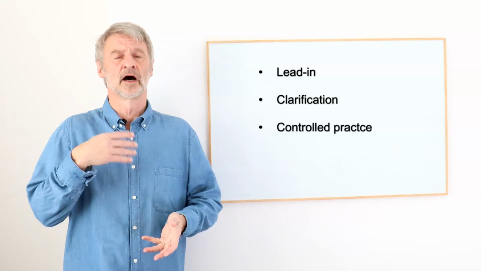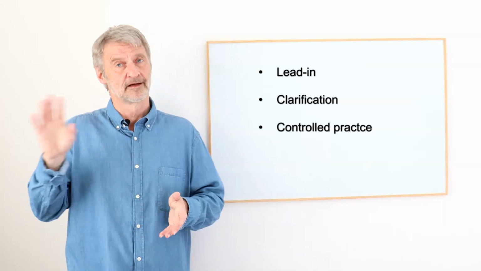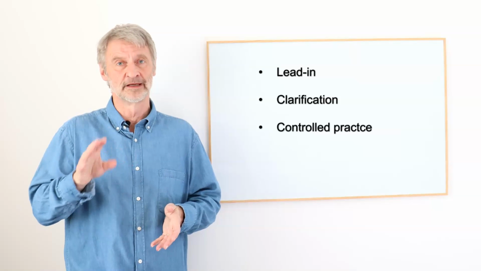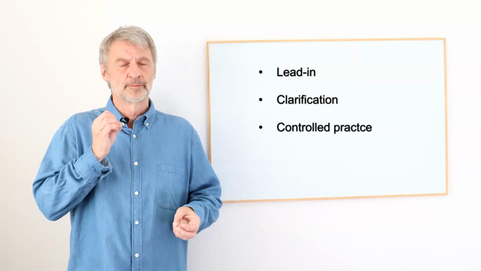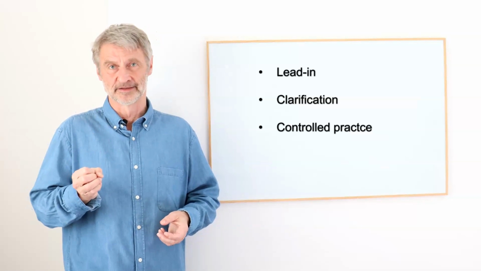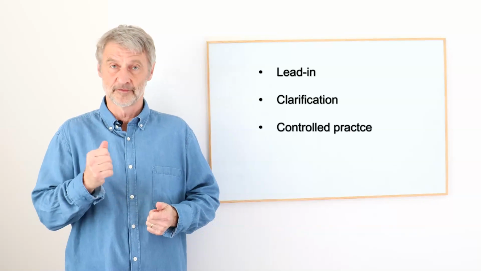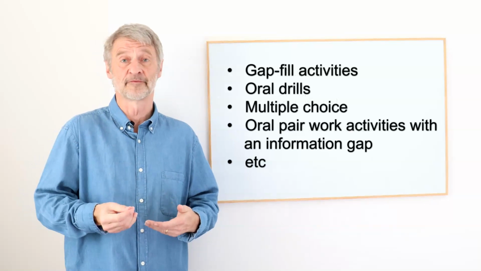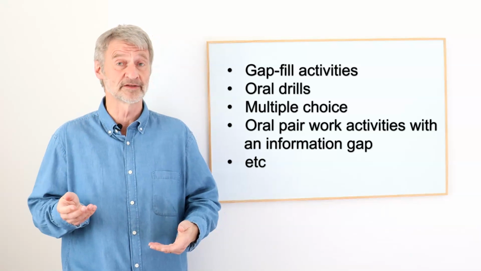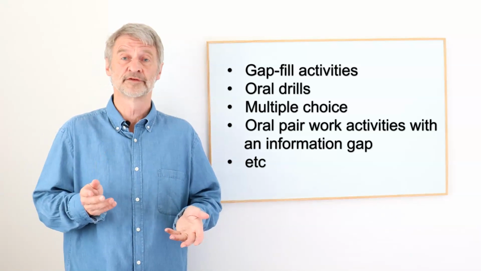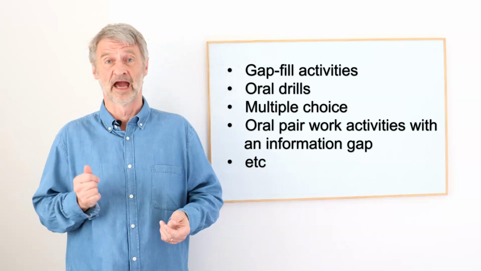Now, there are obviously other ways that you can stage your lesson, but these are very common, and other ways of doing it we'll leave for another video. Now, to provide controlled practice, you can use a variety of activity types. For example, you could use a gap fill, you could use an oral drill, you could use multiple choice questions, or you could have students do prompted dialogues with an information gap.